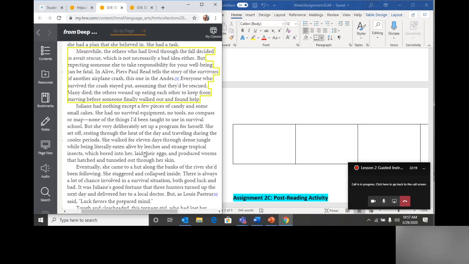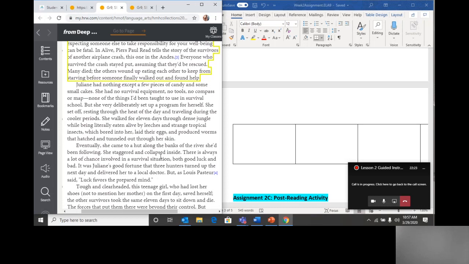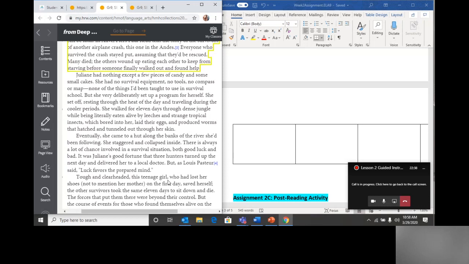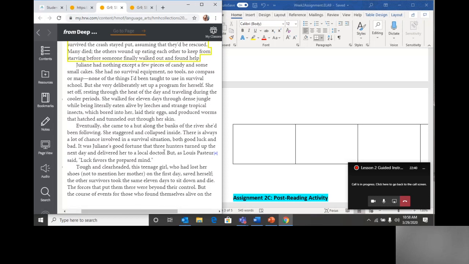Eventually, she came to a hut along the banks of the river she'd been following. She staggered and collapsed inside. There is always a lot of chance involved in survival situations, both good luck and bad. It was Julianne's good fortune that three hunters turned up the next day and delivered her to a local doctor. But as Louis Pasteur said, luck favors the prepared mind.